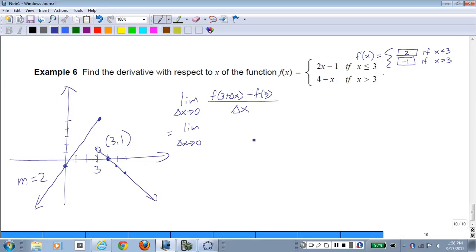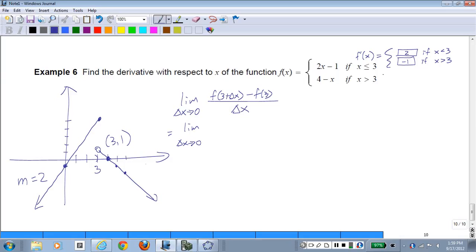Delta x is a small number. Well, if it's approaching 0, it's eventually a small number. But it might be positive, it might be negative. So 3 plus delta x, I've got to answer the question. If I'm going to evaluate this, replace this with one of these, I've got to know, is 3 plus delta x greater than 3, or is it less than 3? It can't be equal to 3 because delta x is not allowed to get to 0, just real close.